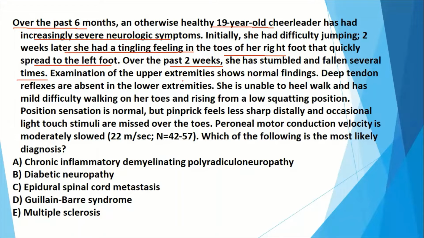Over the past 2 weeks, she has stumbled and fallen several times. Examination of the upper extremities shows normal findings. Deep tendon reflexes are absent in the lower extremities. She is unable to heel walk and has mild difficulty walking on her toes and rising from her low squatting position.